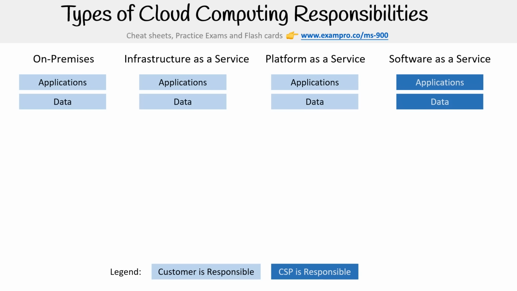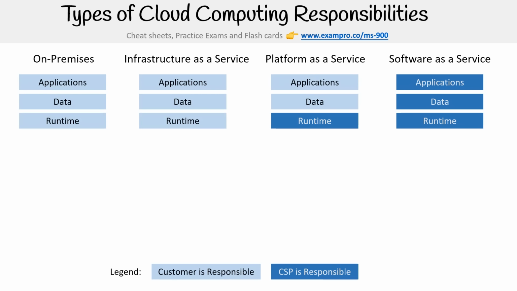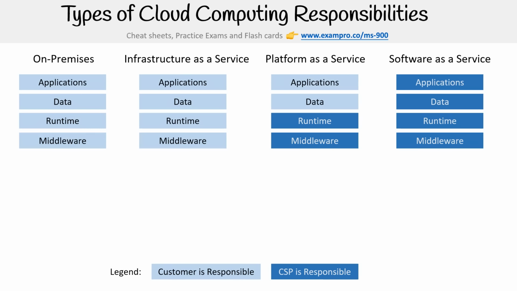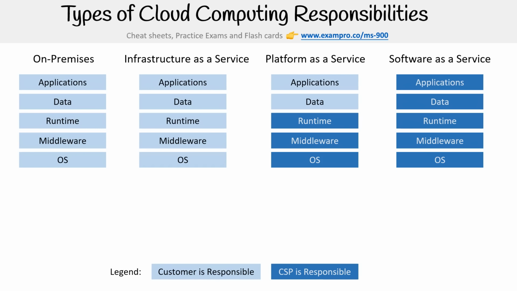When we are looking at the data level, it's going to be the same for software as a service. The cloud service provider is going to be responsible, but for the rest, it's going to be the customer. And then on the next level for the runtime, the cloud service provider will be responsible for the platform as a service and software as a service. The customer will be responsible for on-premises and infrastructure as a service. For middleware, it's going to be the same. For the OS, like the operating system that is running on the service, it's going to be the same.